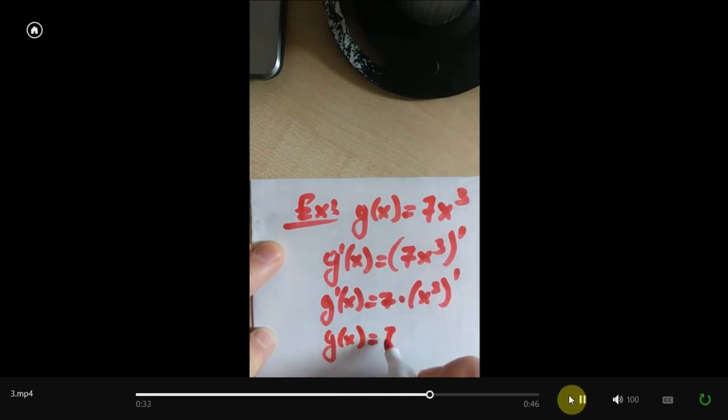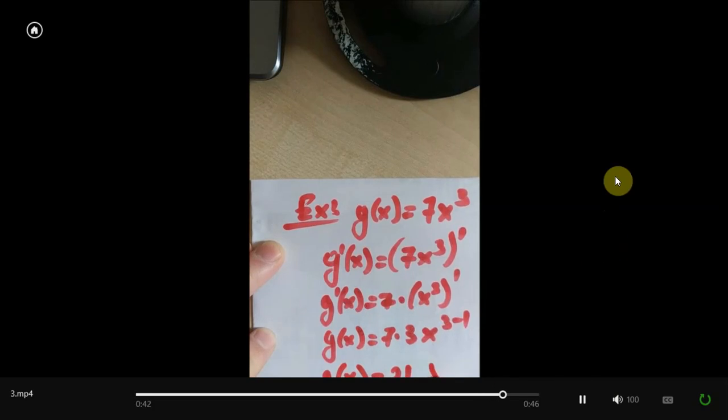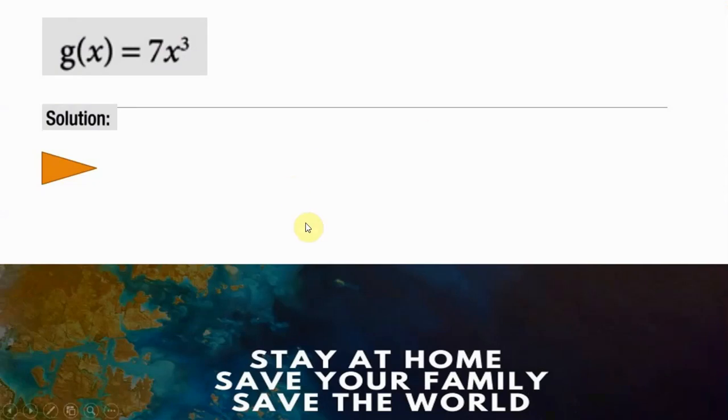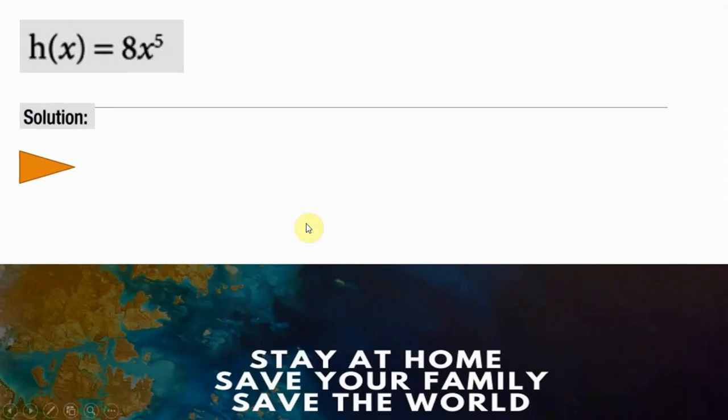Okay, let's continue. 7 times x cubed. If you take the derivative of x cubed, it is 3 times x to the power of 3 minus 1. So the answer is 21 x squared. One more example.